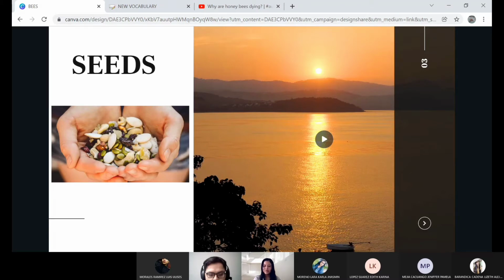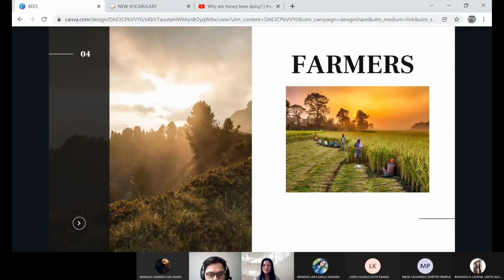Interesting. Now let's see another word. Karina, can you pronounce this word? Farmers. Okay, thank you. Good pronunciation. Can you define farmers in your own words? The people who grow crops on a farm, maybe. Okay, yes, thank you.